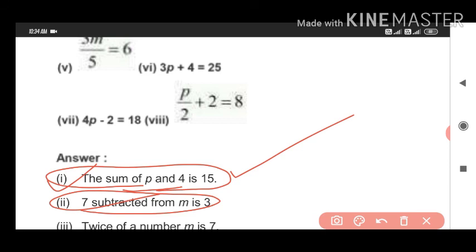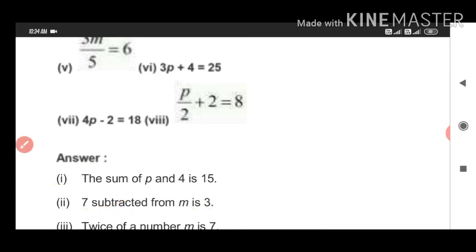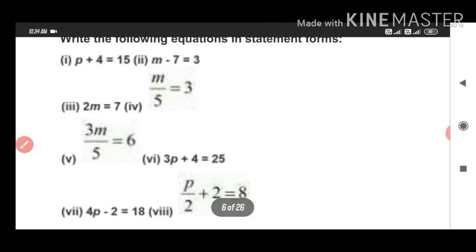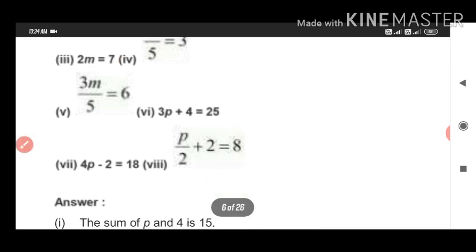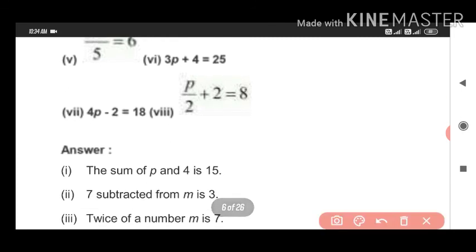Then the next question, the third question. 2m equal to 7. 2m means 2 multiplied by m, isn't it? So we can write 2 times m or 2 multiplied with m. Both will be right. We can write 2 times m is 7, or you can write twice. Twice of number m is 7.